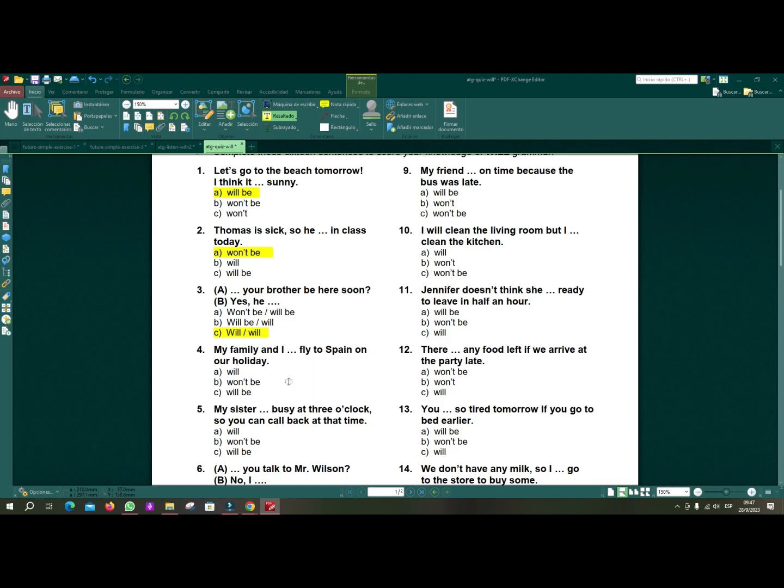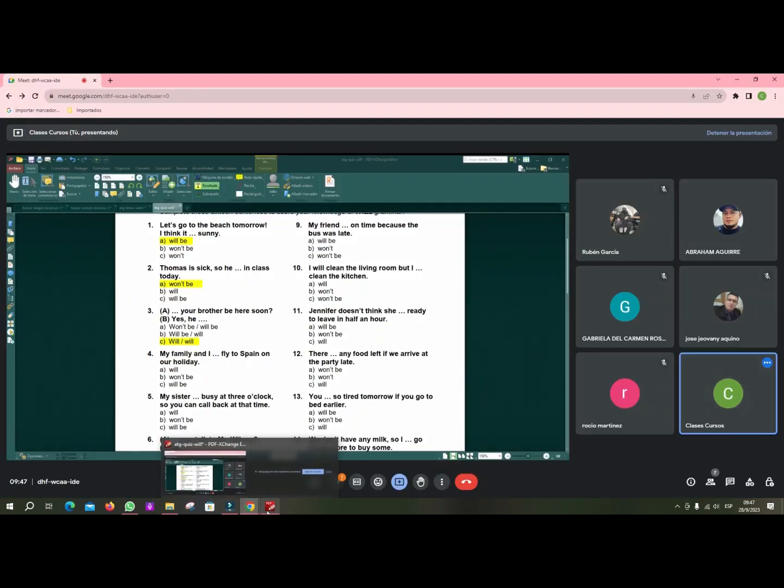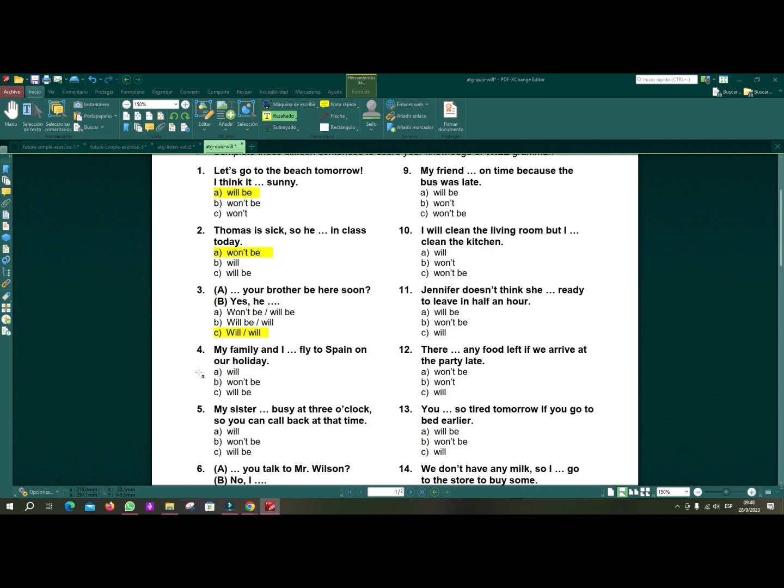Number 4, Hazel. Which could be number 4? Do you have it? No? Gabi? Number 4? My family and I fly to Spain on holiday. Yes, Mr. Abraham, tell me. My family and I will be fly to Spain on our holiday. Mm-hmm. In that case, Mr. Abraham, we don't need be, right? Just will, because we have here fly. That is the verb. So, my family and I will fly to Spain on our holiday. Okay? Nice. Thank you, Mr. Abraham.